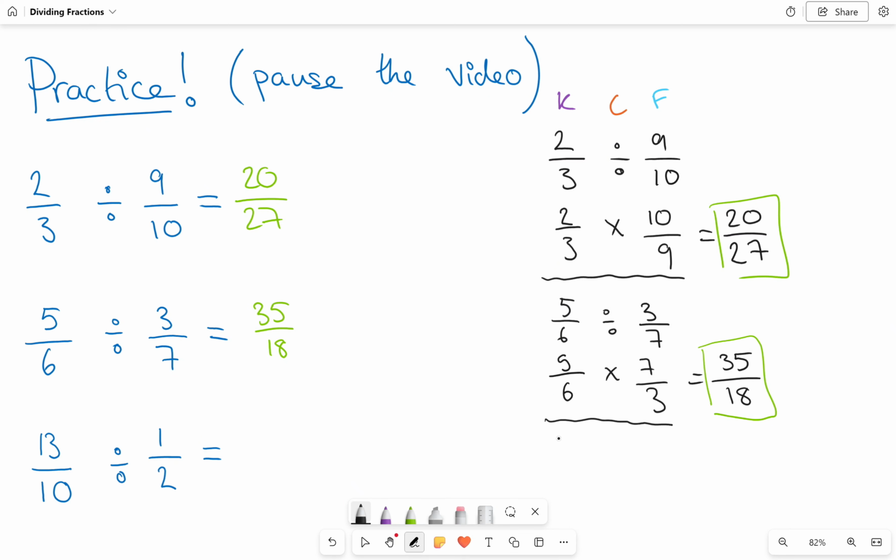We've got 13 tenths divided by a half. So we're going to keep the first one. We're going to change the division symbol to a multiplication one, and then we're going to flip this last fraction. And then we do our calculation again. So 13 times 2 is 26, and then 10 times 1 is 10. We can leave it like that, but because it's divided by 10, we can do place value. So let's be a little fancy and write 2.6. So that's the answer to the last one.